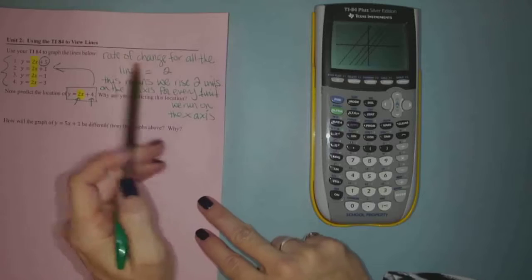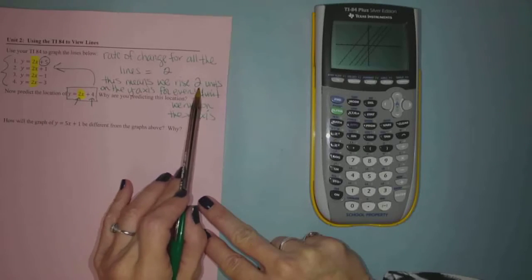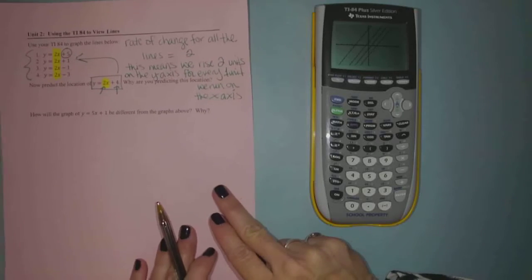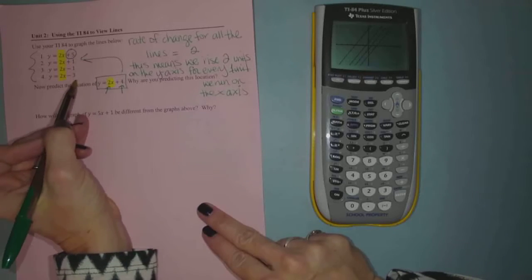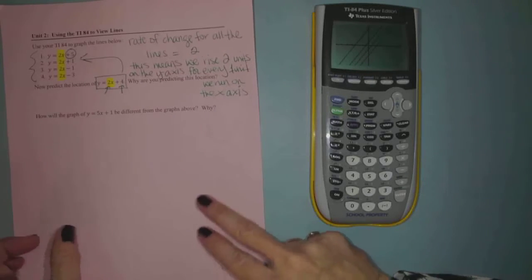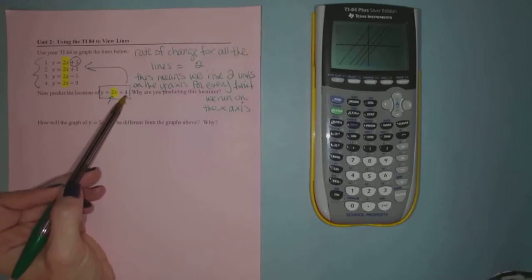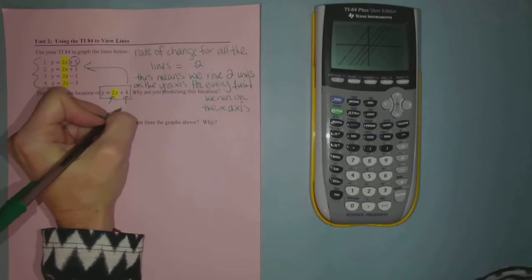Okay, so our rate of change for all the lines is 2, and it means that we rise 2 units on the y for every 1 unit we run on the x. Okay, so what's different about the lines is this back number. Now, if you remember, in our first lesson, we talked about the 4 being the location where the line crosses the y-axis, or the y-intercept.